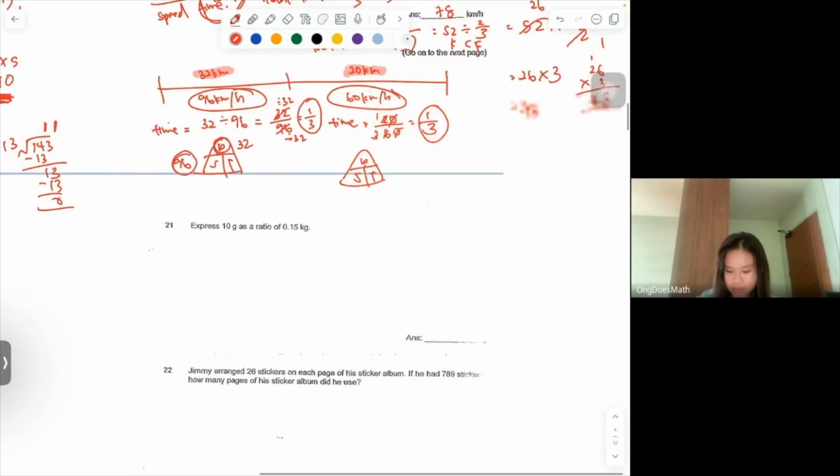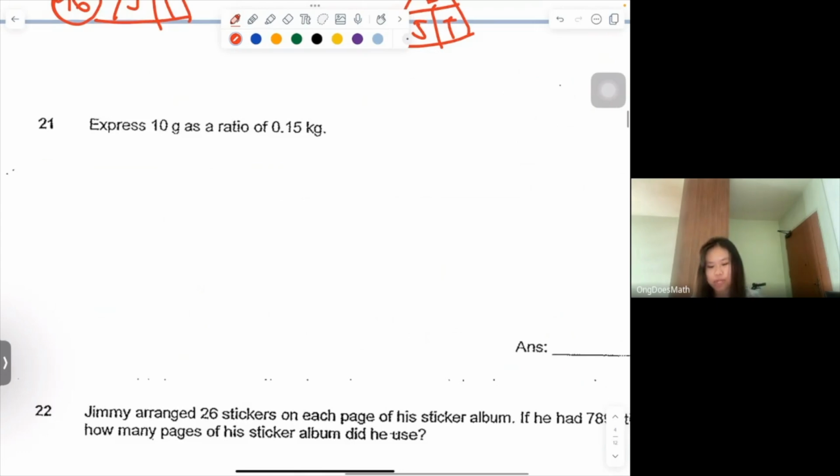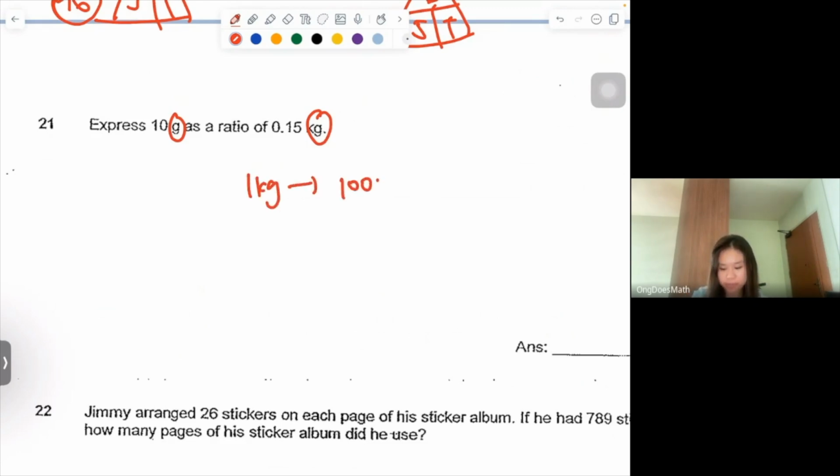Next, express 10 gram as a ratio of 0.15 kg. So same thing, units are different, we cannot work with them. We have to make sure units are the same. So for this, 1 kg is 1000 gram. From kg to gram, you times 1000. And the reverse is divided by 1000. So kg to gram, you times 1000.